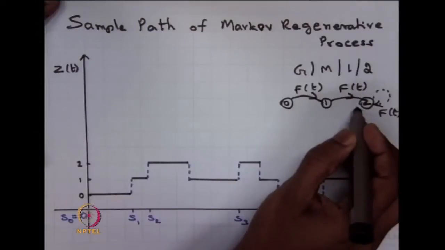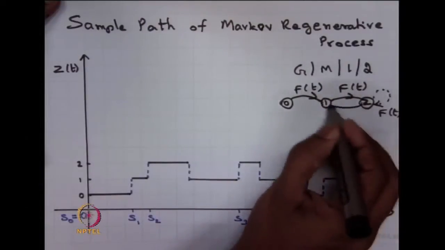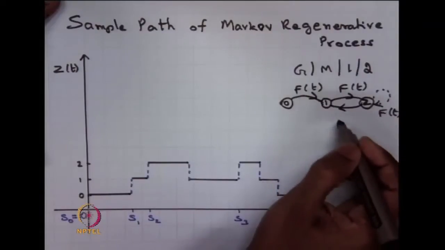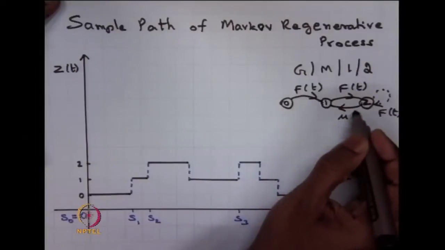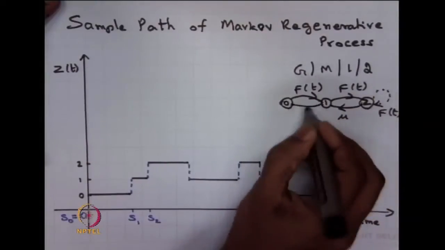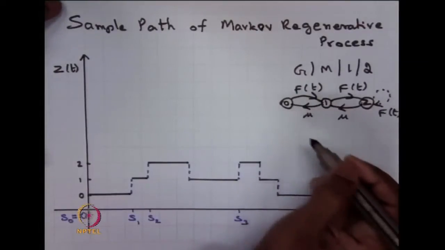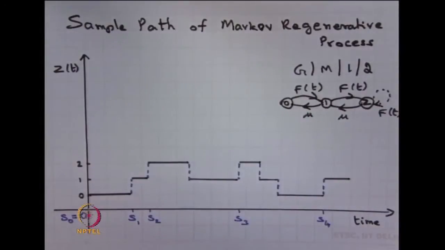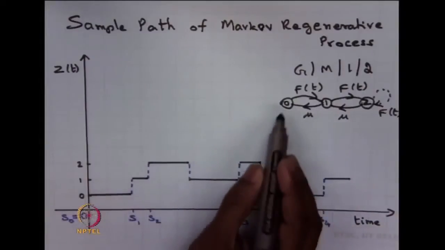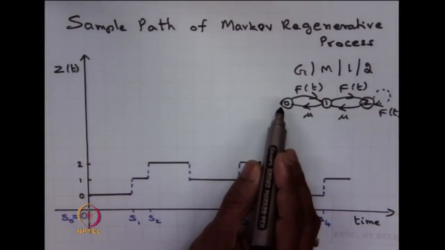Whereas, if the service is completed, with the assumption that service is exponentially distributed with parameter mu, then the system can move from state 2 to 1, and 1 to 0, also with rate mu. So, now you see the sample path. At time 0, the system is in state 0. The inter-arrival time is any distribution, need not be an exponential distribution.